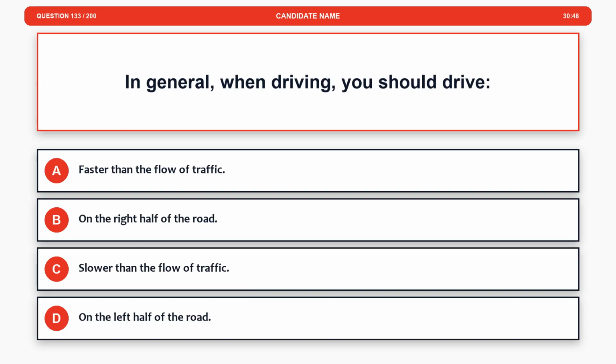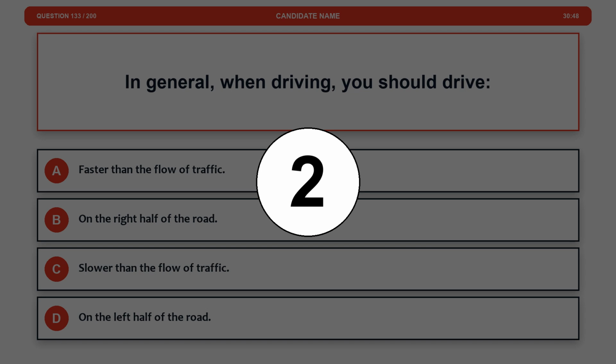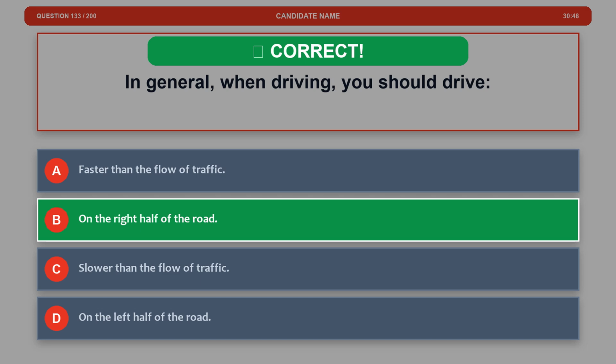Question 133. In general, when driving, you should drive: Option A, faster than the flow of traffic. Option B, on the right half of the road. Option C, slower than the flow of traffic. Option D, on the left half of the road. The correct answer is option B, on the right half of the road.